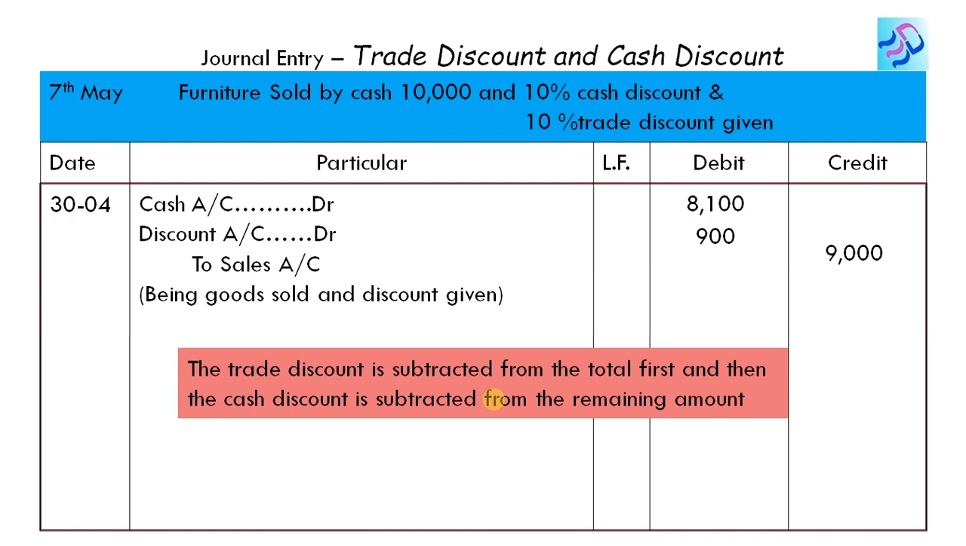Then after deducting trade discount, we deduct the cash discount and keep it in discount account. So the 10% of 9,000 is 900. 900 goes on discount account, that is in debit side. So the remaining amount, that is 9,000 minus 900, 8,100 goes on debit side of cash account.